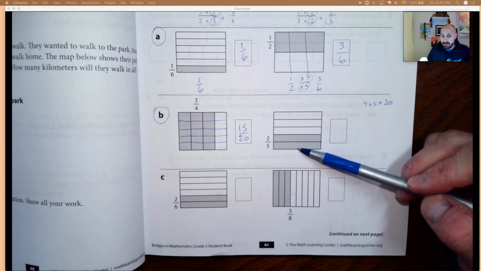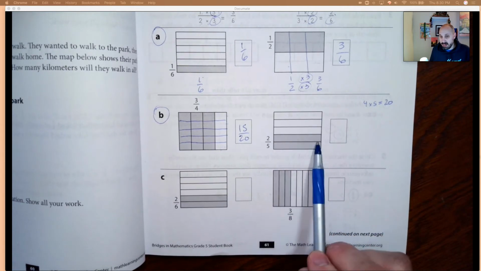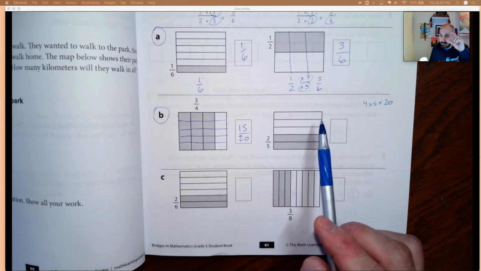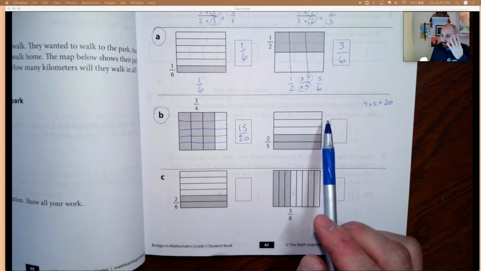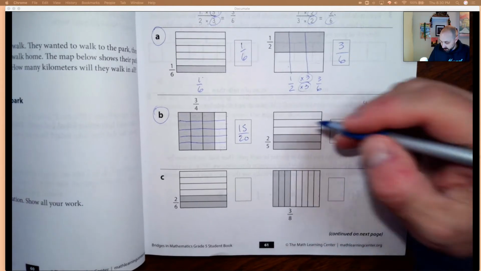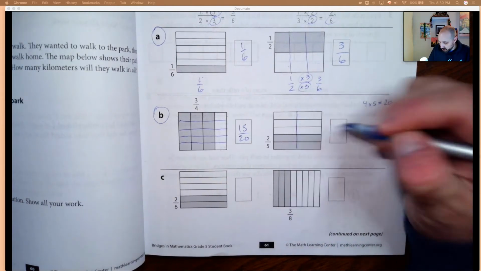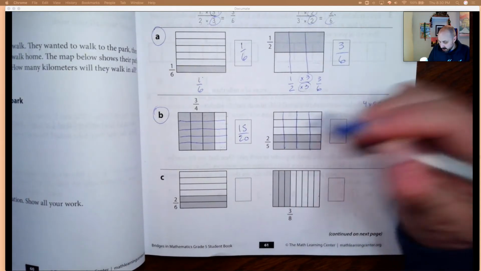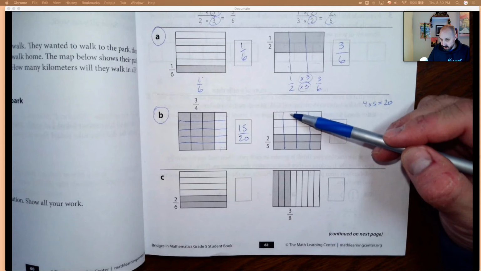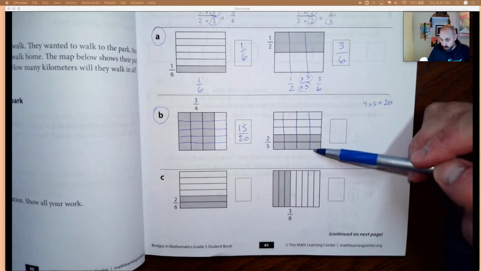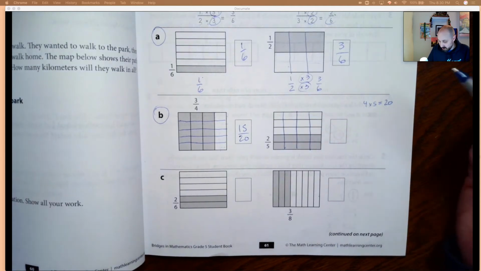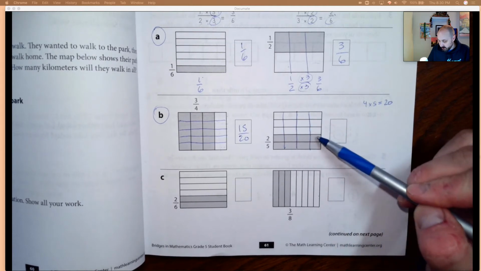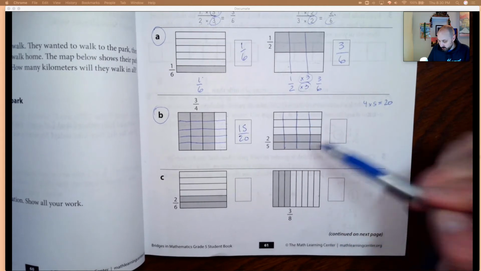So now we're going to do the opposite here. It's cut into fifths going horizontally. So we want to cut it vertically, or up and down, by fourths. Easiest way to cut something into fourths is to cut it in half first, and then cut that half in half. So I have 1, 2, 3, 4. Okay, so now I should have 20 equal pieces.